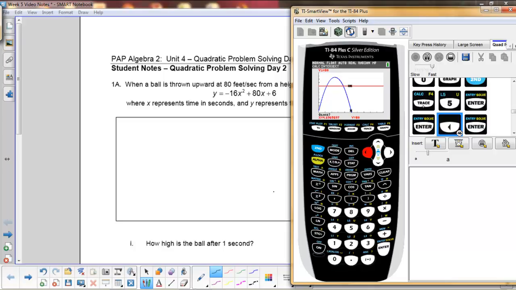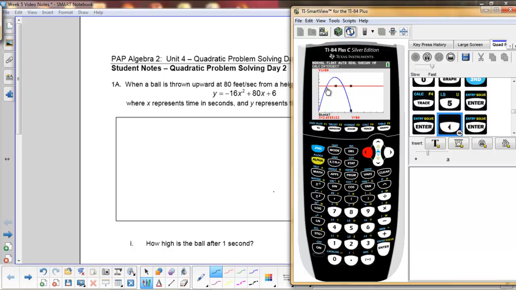For those of you who saw that go too fast, I apologize. That's going to be second trace number 5. What we're going to do here is sort out the intersection between the horizontal line 80 and the parabola, the path of the ball.